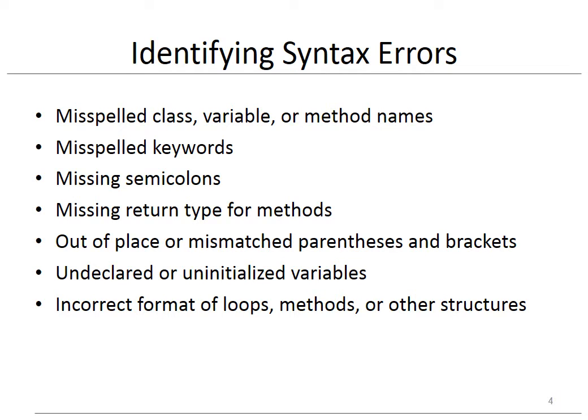Some popular examples of syntax errors are misspelled class, variable, or method names, misspelled keywords, missing semicolons, missing return type for methods, out of place or mismatched parentheses and brackets, undeclared or uninitialized variables, or incorrect format of loops, methods, or other structures. Syntax errors are typically highlighted in red in Eclipse and are thus very easy to spot. Eclipse will also provide recommendations to fix the syntax error.